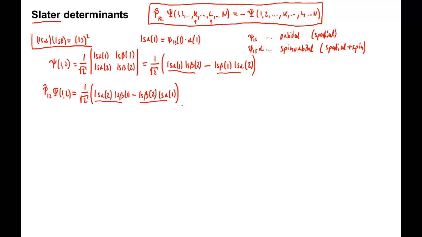Writing this in terms of a determinant, we get 1 over square root of 2 times the determinant of 1s alpha 2, 1s beta 2, 1s alpha 1, 1s beta 1. We see that exchanging electrons 1 and 2 means swapping the first and the second row. Determinants have the useful property that swapping any two rows or any two columns changes the sign of the determinant. So again, we see that we get negative of the original function. Therefore, determinants automatically satisfy the antisymmetry requirement of the Pauli principle.